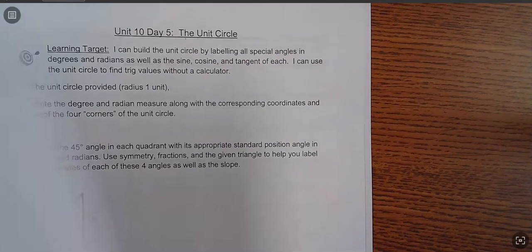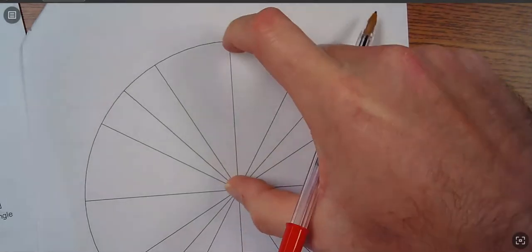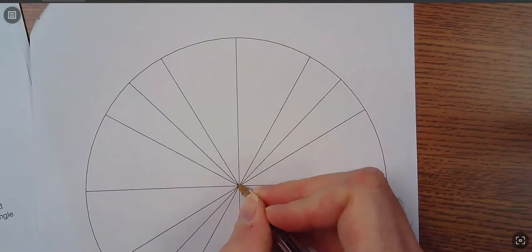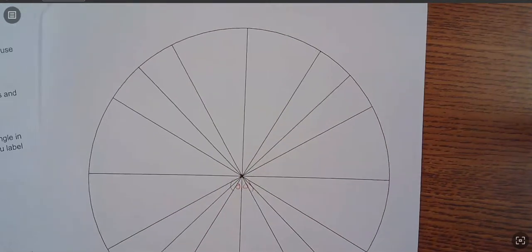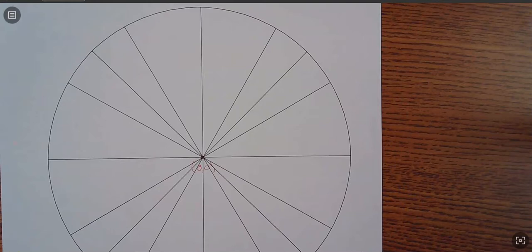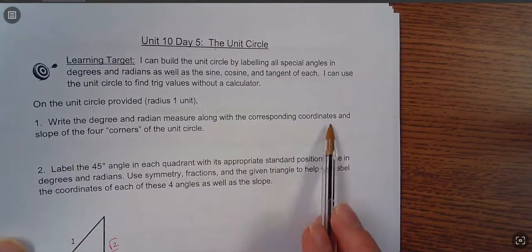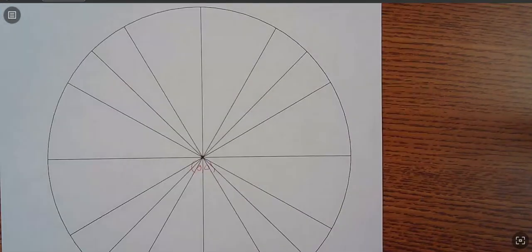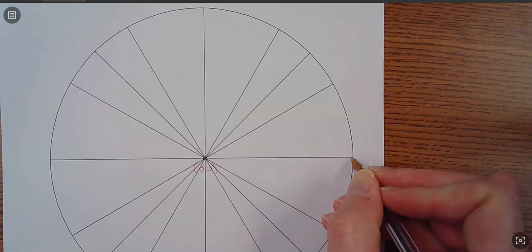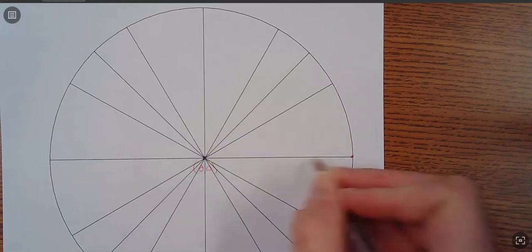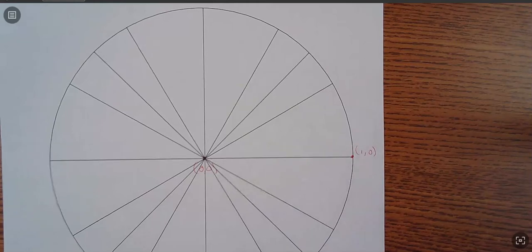So on the unit circle provided, again, keep in mind, this radius is 1, so all of these lengths are going to be 1. And we think of this as the center at the origin, 0, 0. So this is a coordinate plane. Step 1 here, we're going to write the degree and radian measures along the corresponding coordinates and the slope. So first off, if this is 0, 0, what would be the coordinate of this point right here? If this is a radius of 1, well, it would be 1, 0. That's the coordinate of that point.